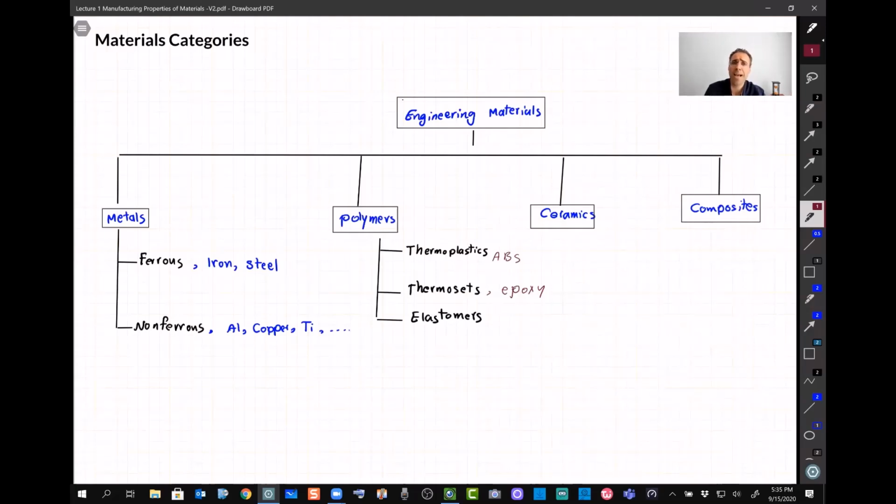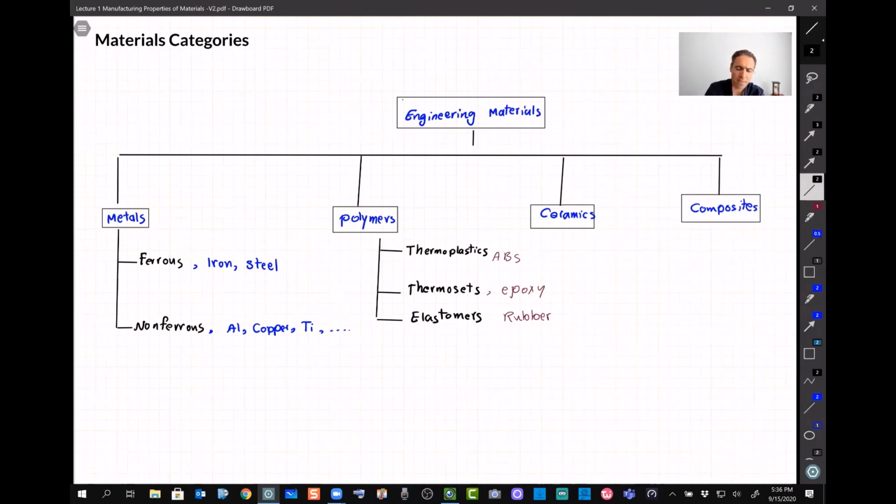For example, the handle of the lid for the cooking pot in your kitchen, most likely it's made out of thermoset. It's a hard material and you cannot remelt it. But a piece of ABS, if you put it under fire, it's going to melt. And elastomer, a good example is rubber. For example, the tire is made out of elastomer. So three categories, and shortly we'll see the structure of these things.